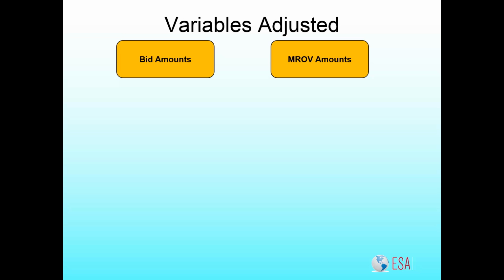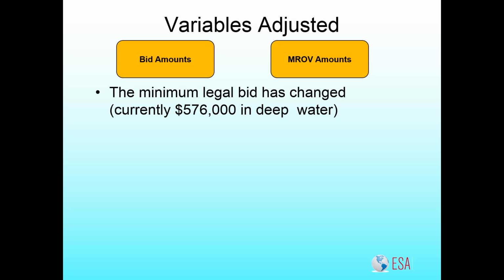The variables, some of them need a little bit of adjustment, and that's just because they wouldn't make sense since we're looking at historical data. So what ends up happening for bid amounts and MORV amounts, the minimum legal bid has changed. Currently, it's a little over $500,000 in deep water anyways. But that wasn't always the case, and so bids that were made earlier when the minimum legal bid was lower, it wouldn't really make sense to just keep it the same.